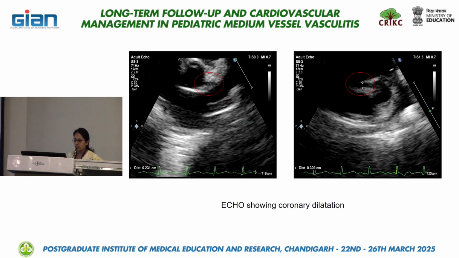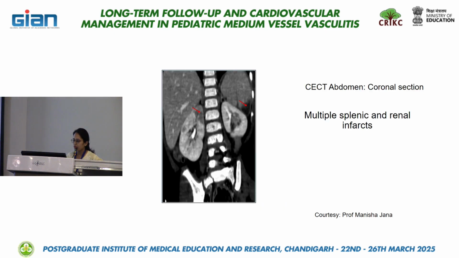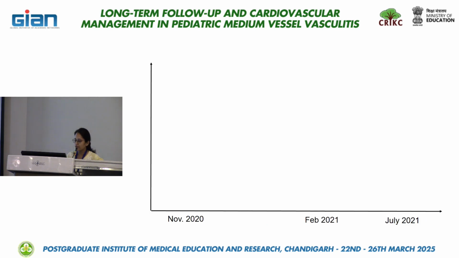Echo done at our center revealed coronary dilatations, with RCA and LAD showing moderate dilatation and LMCA showing mild dilatation. In view of stage 1 hypertension and persistent pain abdomen, we went ahead with CECT abdomen, which showed multiple splenic and renal infarcts. We also did a DSA, which showed multiple bilateral renal artery aneurysms.